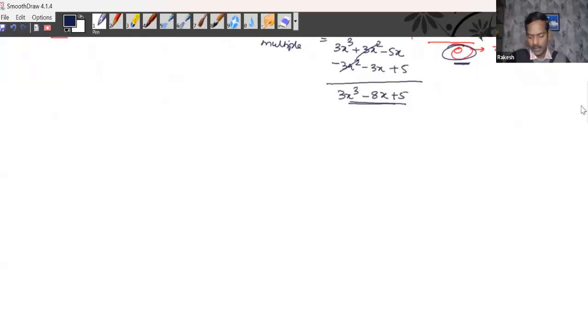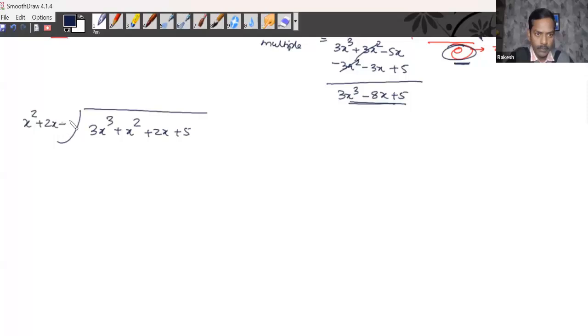Let me take another example that will be much more helpful. I have written it here only. If I have a polynomial, say 3x cube plus x square plus 2x plus 5, and the divisor is, say, x square plus 2x plus 1. You have to divide it this way.